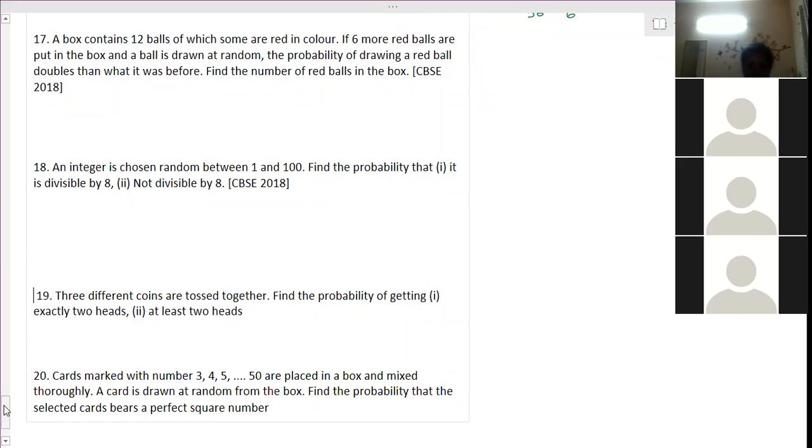I'm getting 4. 2 or more, so how is it 4? Exactly 2 heads you got 4 possibilities, and at least 2 heads how is it 4 possibilities? First one is 3 by 8 and second one is 4 by 8. Yes, ma'am. First one is 3 by 8.